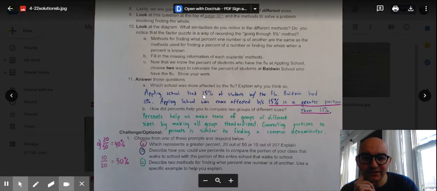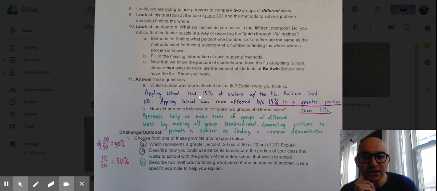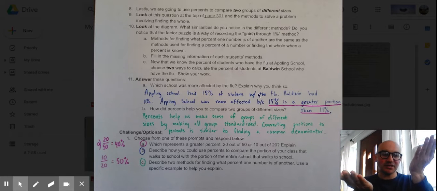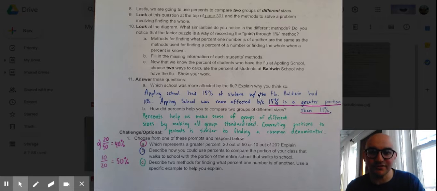Appling School had 15% of students with the flu. Baldwin School had 11%. So Appling School was more affected because 15% is a greater proportion than 11%. Pretty straightforward there. You're just taking the 2 schools' numbers and comparing which one is larger, or which one has a worse caseload of the flu.